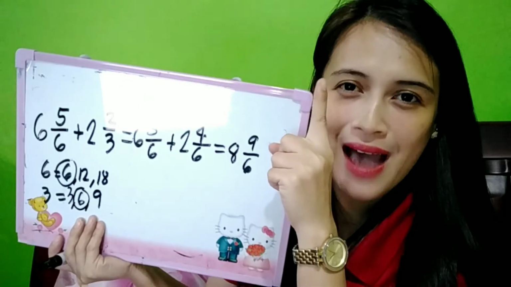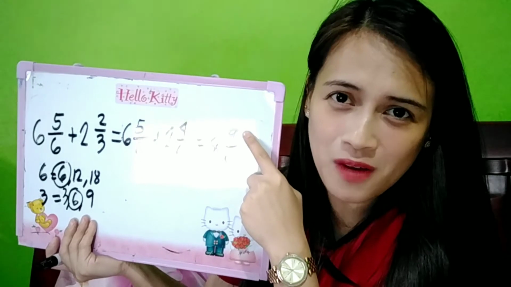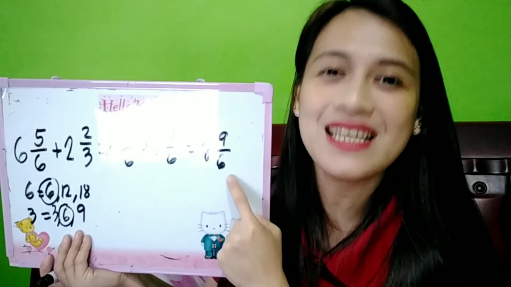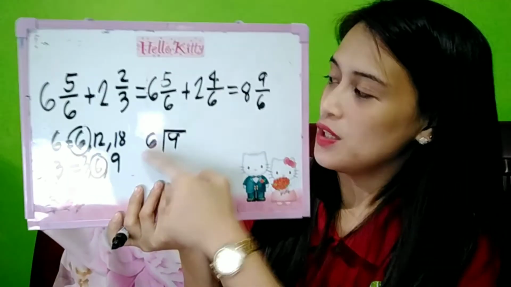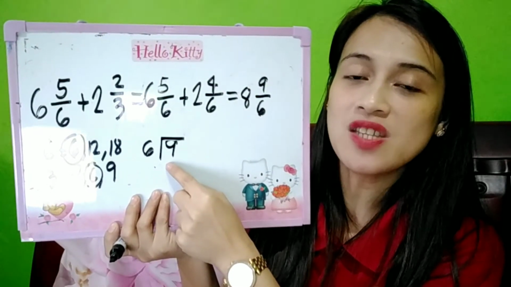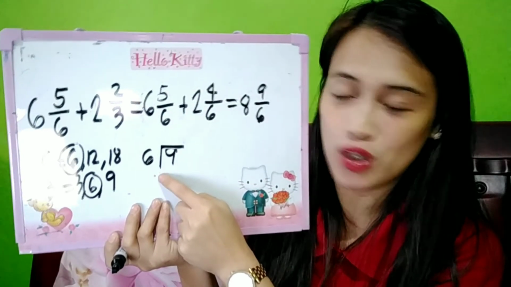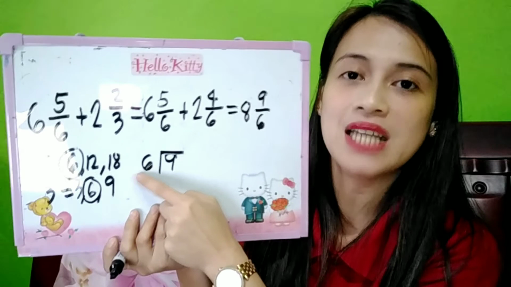Dapat gamay dyan sa taas. Unsaon man siya paghimo into mixed number? So, very simple lang. Ato lang i-divide si 9 by 6. So, 9 divided by 6. So, kids, the dividend or yung number sa loob or nasa sulod should be the bigger number. Yung dako na number dapat ay nasa sulod. Then yung gamay na number should be the divisor, yung nasa labas or nasa gawas.